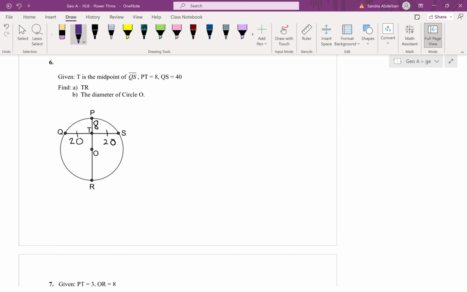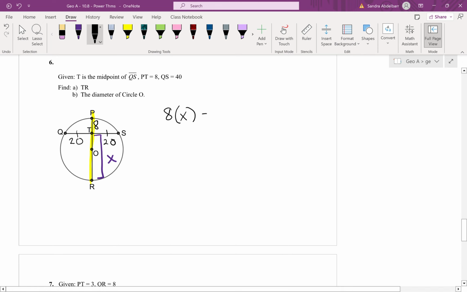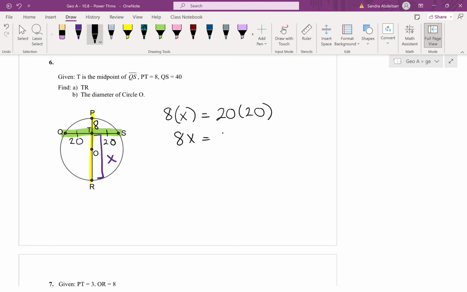All right, we want to first find TR. So let's call TR x right there. All right, do we all agree this is a chord? So remember, part times part equals part times part. So I'm going to have, let's go for PR first. The first part of PR is 8. The second part of PR is x. Then let's look at QS. Part times part equals part times part. So we have 20 times 20. So we have 8x equals 400. So x is equal to 50.